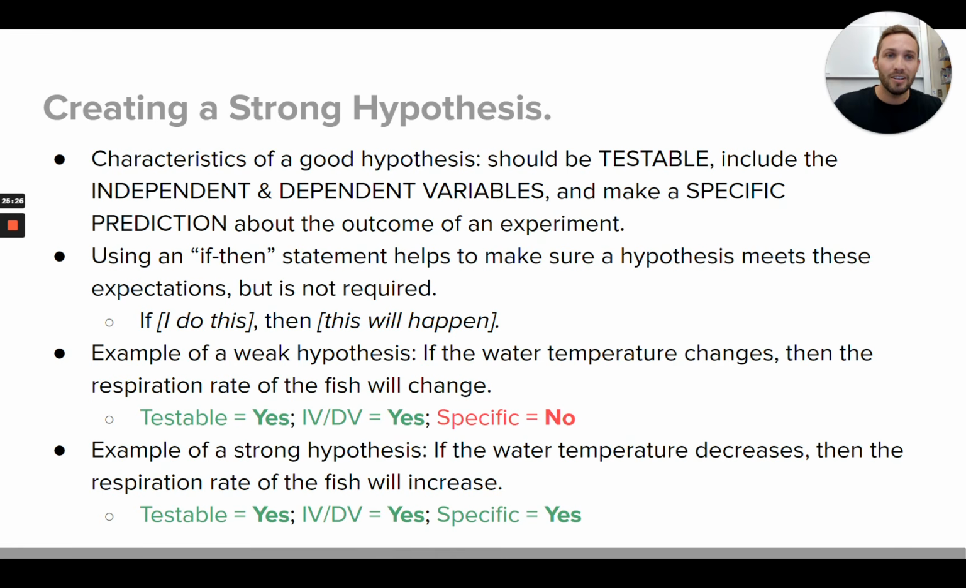And then the very last thing here, and I know this is running on 25 minutes here, so I'll stop right after this, is what makes a good hypothesis.